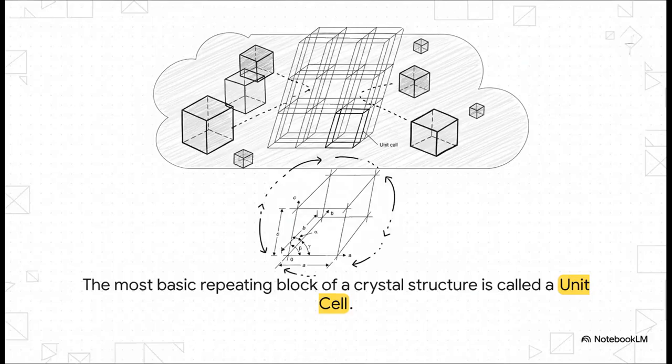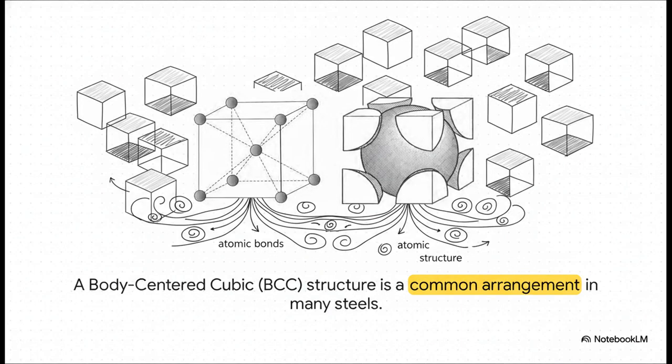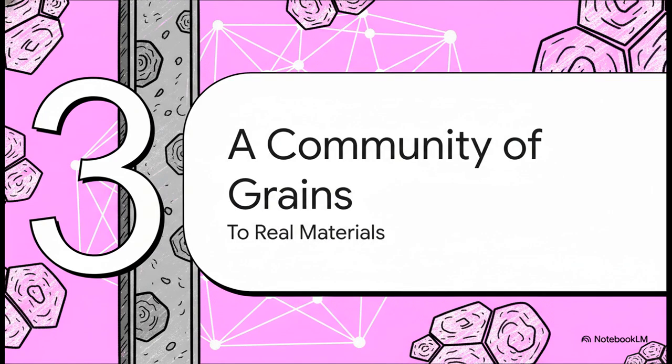And this entire crystal, which can be absolutely massive, is built from just one simple repeating block called a unit cell. It's the basic blueprint that just gets copied over and over and over again in every direction. And here's a great example. This geometric setup, with an atom at each corner and one right in the middle, is the blueprint for a lot of steels. So this is the second level of our structure, built directly on top of the foundation of those atomic bonds.